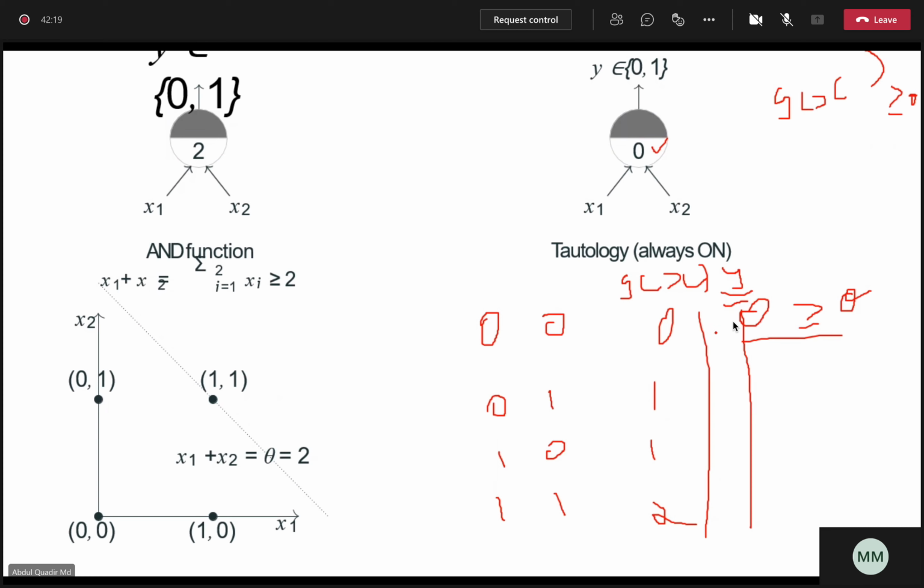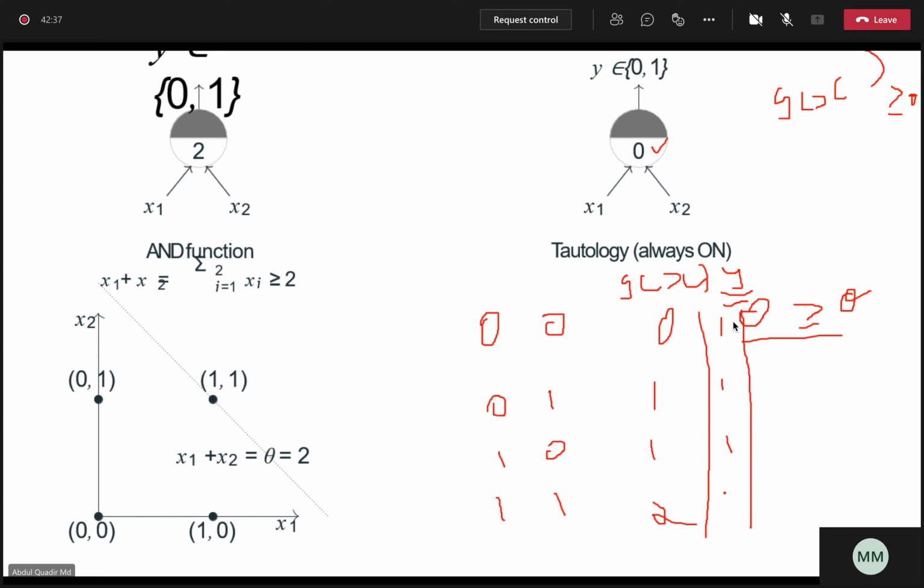1. Very good. Is 1 greater than or equal to theta? Yes, sir. So what will be the value of phi? 1. So 2 greater than or equal to theta?